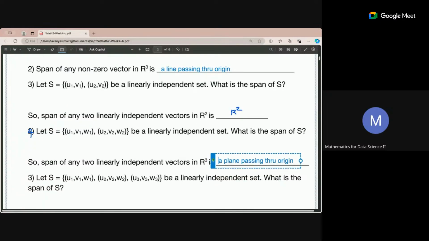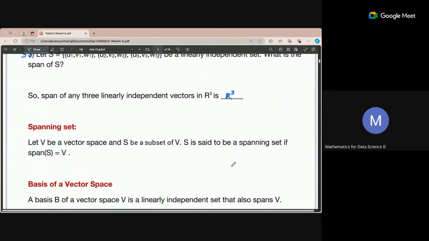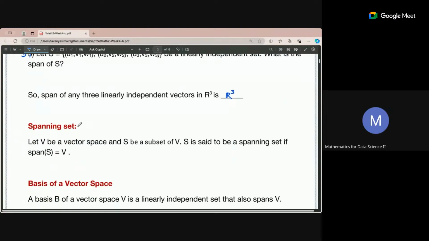Look at the next one. You have S equal to u1, and so on. You have now three linearly independent vectors from R3. So what is the span of S? The entire R3. Yes, we have the entire R3. So we saw what a spanning set is. If you have a vector space V and a subset S of V such that span of S is V, then we call this set S a spanning set of the vector space V.